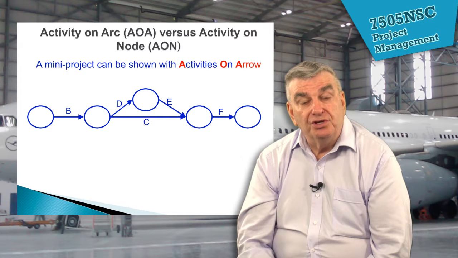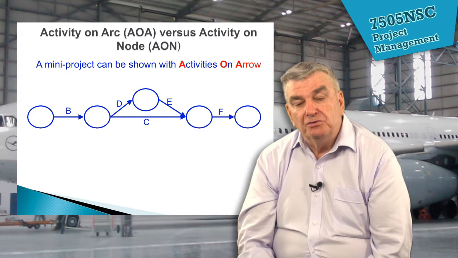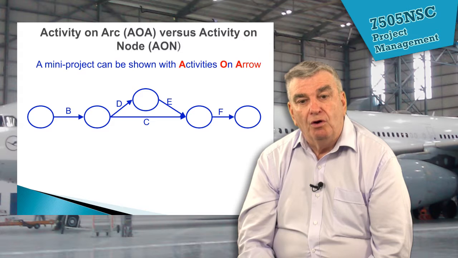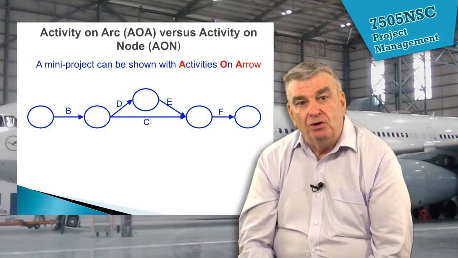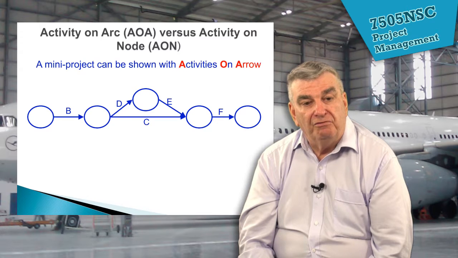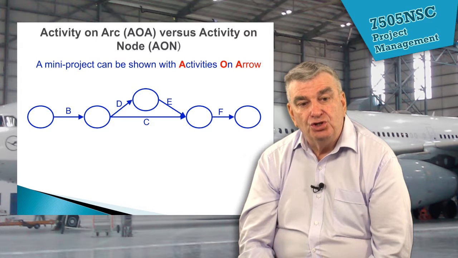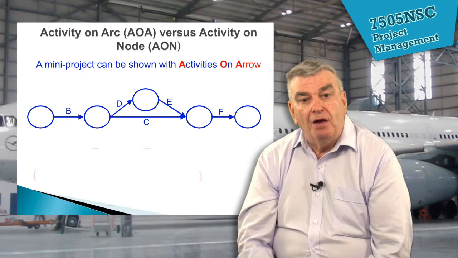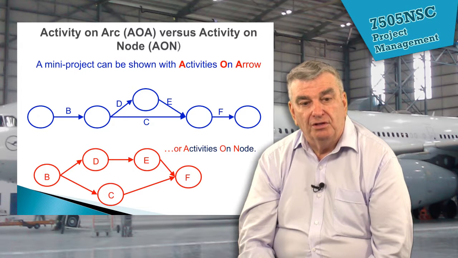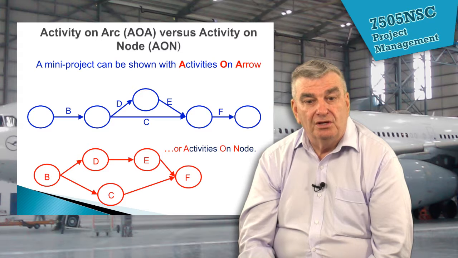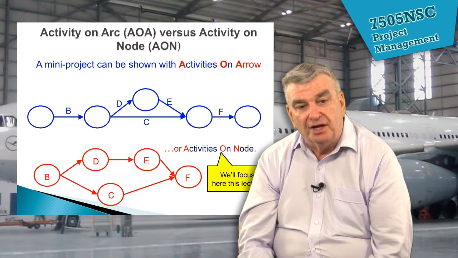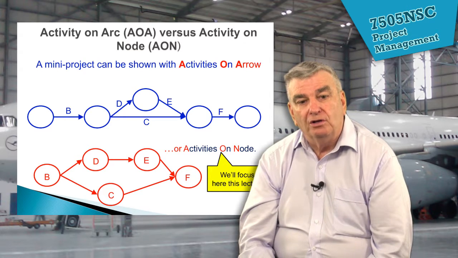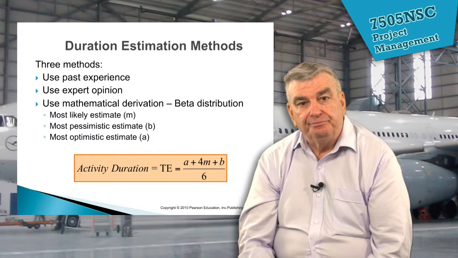And the other thing, of course, is that we will cover the different types of ways of representing a network. And we'll talk about activity on arc, where in fact the activity is actually shown on the arrow itself. And we'll talk about activity on node. That is, the different nodes, such as we have here, B, C, D and F, are the actual activities themselves. And of course, for this lecture itself, we'll be focusing on activity on node.